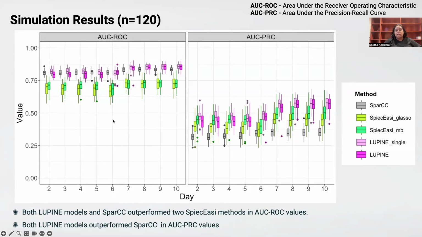If you're comparing the ROC curve, you can see that Lupine and sparse CC are doing well. And if you go into the precision recall curve, Lupine and speakeasy are doing a good job. So overall, Lupine is doing a good job. This is again based on simulated data. I will show some advantages of using Lupine over Lupine single using a case study.